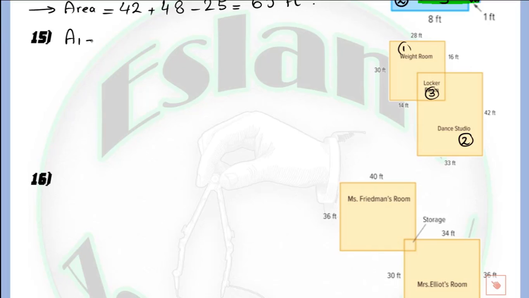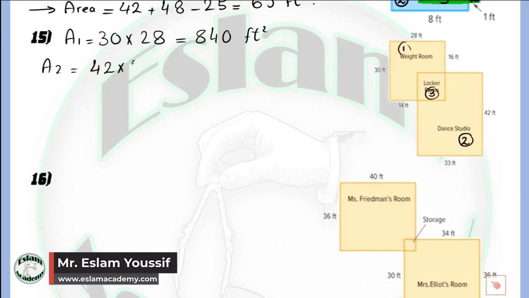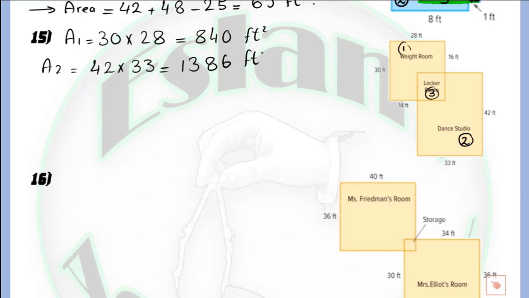So area number 1 will be equal to 30 multiplied by 28. By solving, it will be equal to 840 feet square. Now we need to find area 2. The area 2 is also a rectangle because we have here the dimension 42 and 33. 42 multiplied by 33. By multiplying, you will find that the answer would be 1386 square feet. To find the area of number 3, we need to write the dimensions.